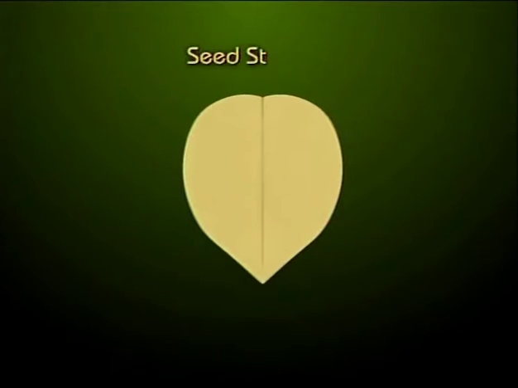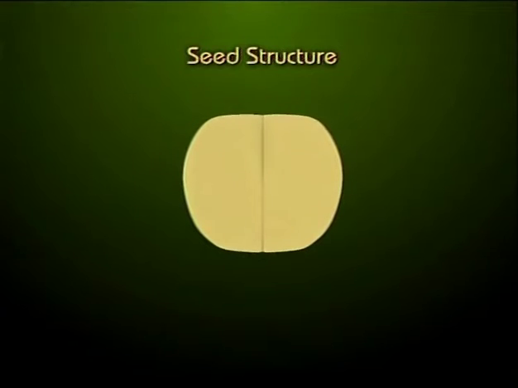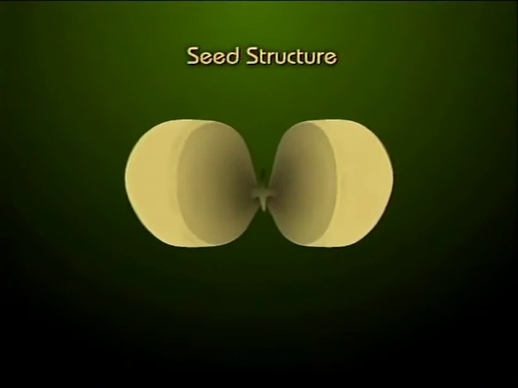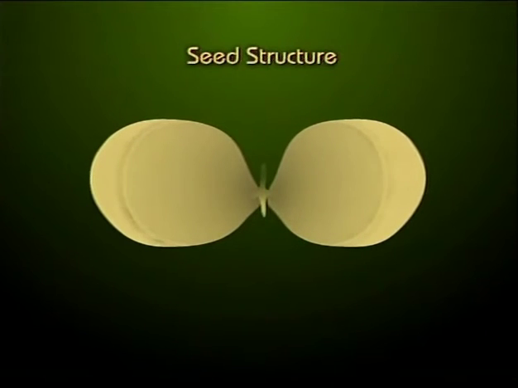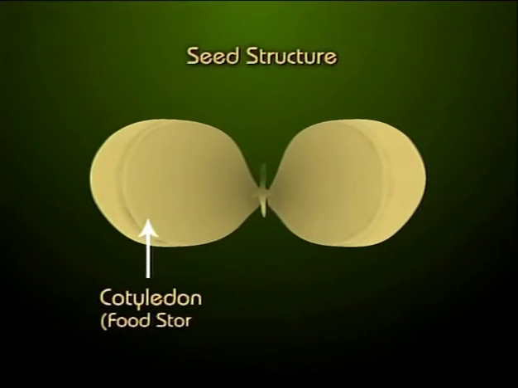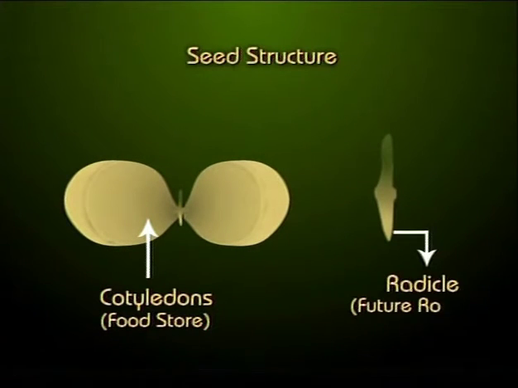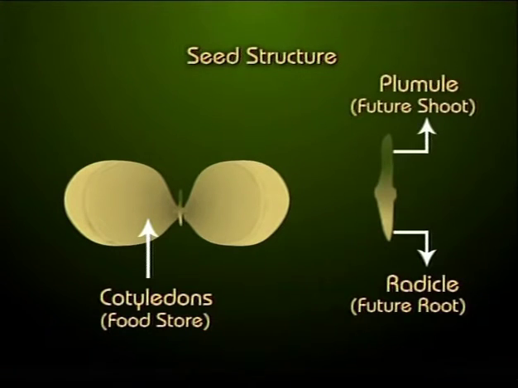The seed consists of a baby plant called the embryo and stored food inside it. That part of the seed which consists of stored food for the embryo is called the cotyledons. That part of the embryo which grows into the root is called the radicle, and that part which grows into the shoot with leaves in it is called the plumule.